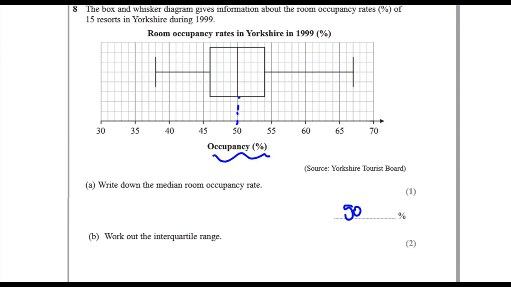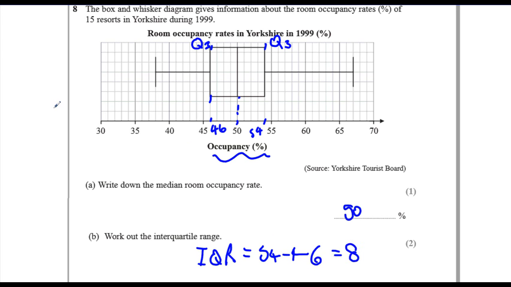Work out the interquartile range. Well, that's going to be your upper quartile minus your lower quartile. Okay, so we're going to figure this out by thinking about scale. 45 to 50, it's just going up in ones. That's nice for a change. So that's going to be 54 minus 46, so IQR is going to give you 8. 54 minus 46, 8.